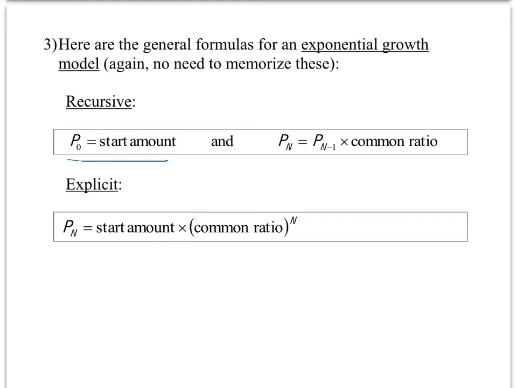Starting amount. And then to get from one term to the next, you multiply by the common ratio. You just take the previous term in the list times the common ratio, whatever that is. In our case, it was 1.2. And if you want to write an explicit formula, you start with the starting amount and you multiply by the common ratio n times. And the notation for multiplying by something over and over is to raise it to the nth power.